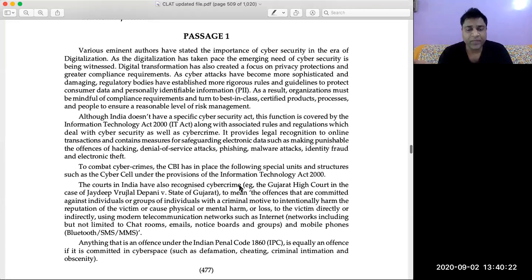Now, I think the passage is very clear. Hijab, would you like to explain a little more about the passage? What it's trying to say?